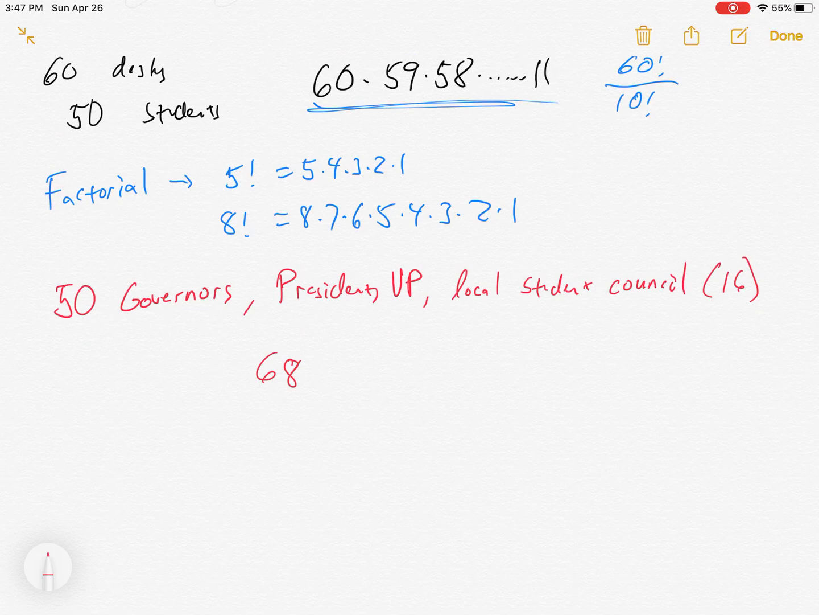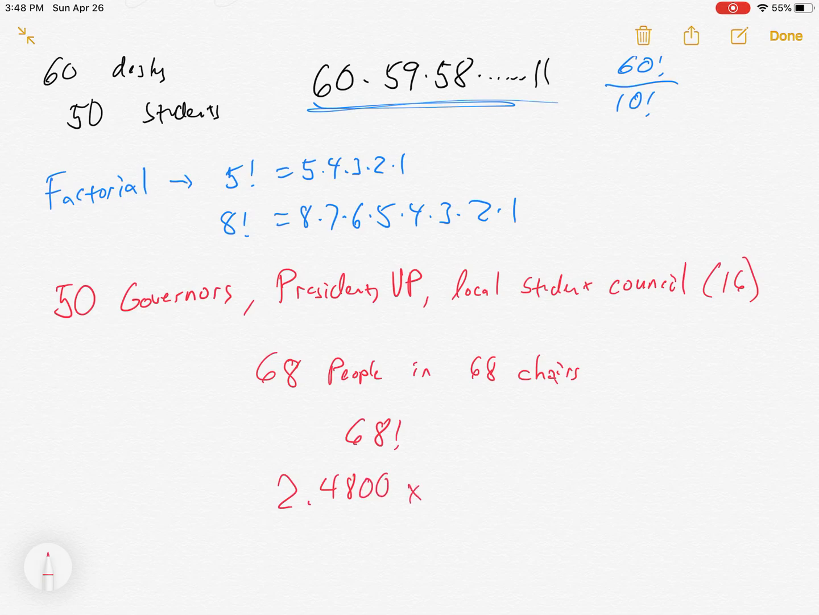Oh, I can't spell council, can I? Local student council at Trinity Academy, and we'll say there's 68 of them, are going to join in. So these 68 people are going to put their minds together and try to solve something. So they're going to gather in a room with 68 chairs. So 68 people and 68 chairs. How many ways can they be arranged?